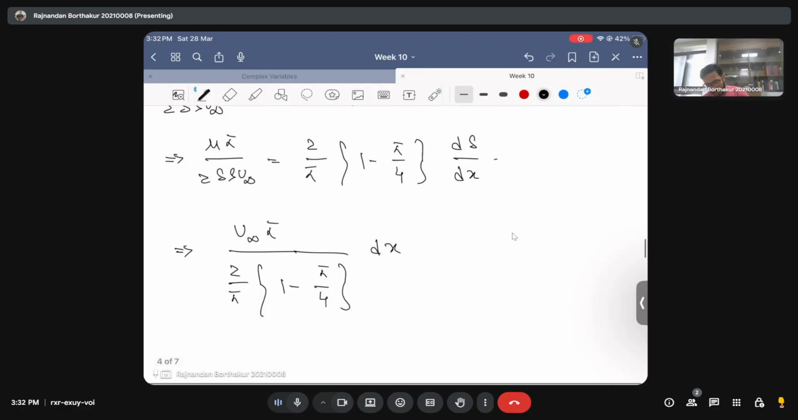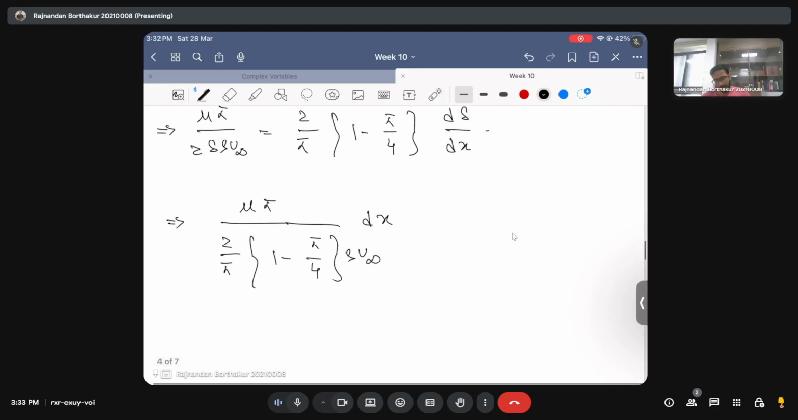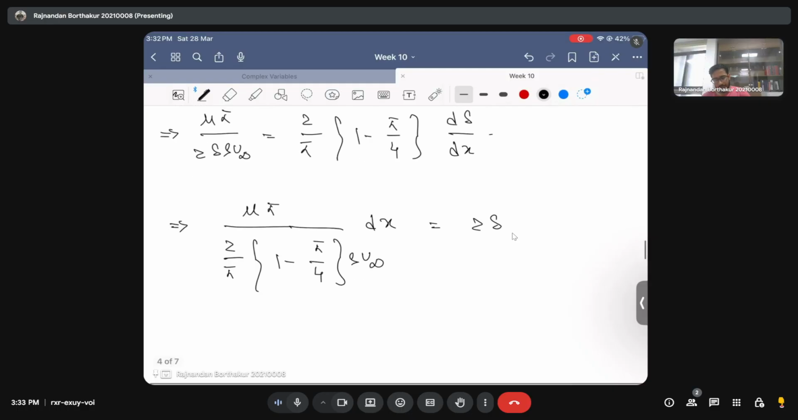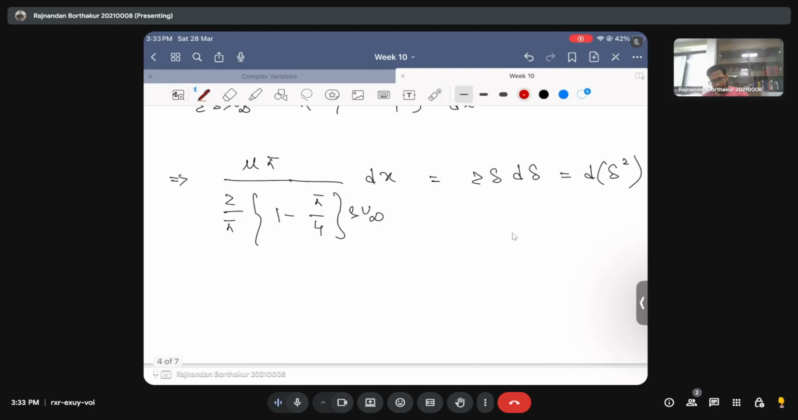Which means I can then bring it here. I'll basically take the 2 delta over there. So this is mu pi by this term times rho u infinity. I think now it's correct. Then it is dx, and I take the 2 delta term over there, simply because I can then write it in terms of an integral. So 2 delta d delta, I can simply write as d of delta squared, which means I can now integrate this.